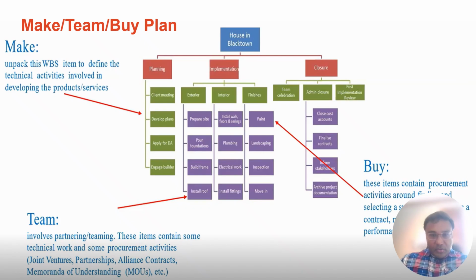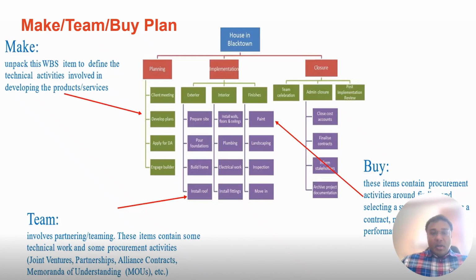If you want to develop a plan, it all starts with your work breakdown structure. You define your work packages and see which ones you want to make within your organization with your own staff, which ones you want to buy, and which ones you want to team up on with an external organization that can deliver the development of certain work packages. That can be done through a joint venture, partnership, or alliance contract.